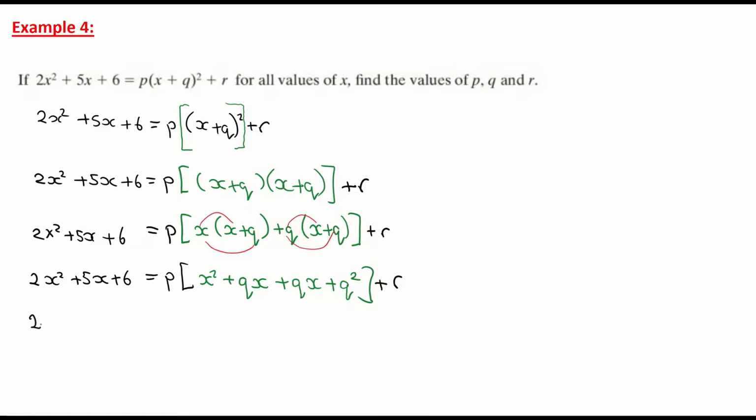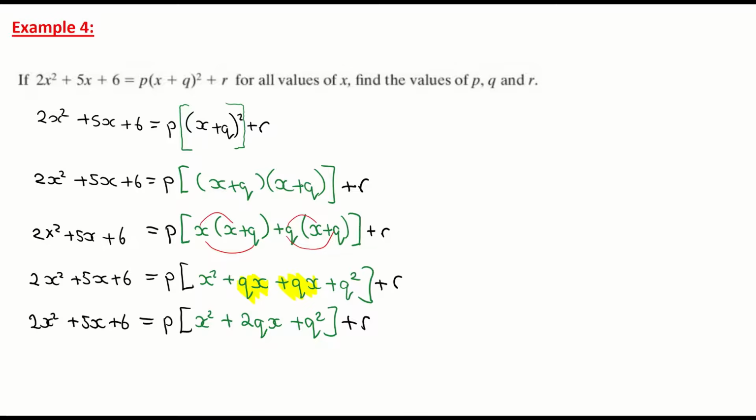So that's giving me 2x squared plus 5x plus 6 is equal to p times, and now I'm just going to group my qx plus my qx. So that's telling me that I have now got two qx's, so it's x squared, plus qx, as I said, is 2qx, plus my q squared, plus my r.